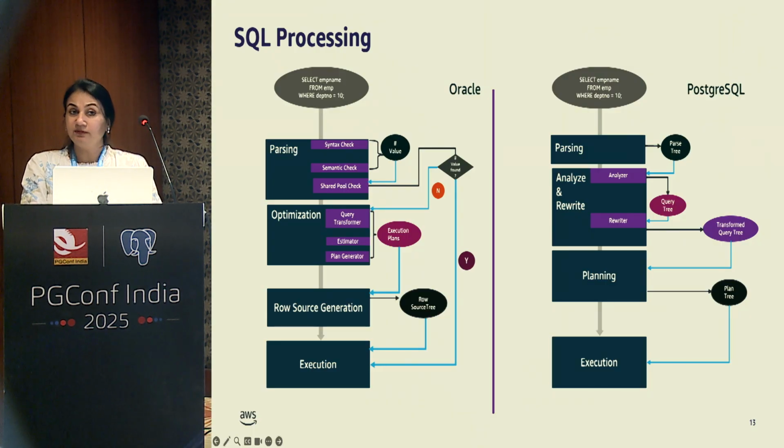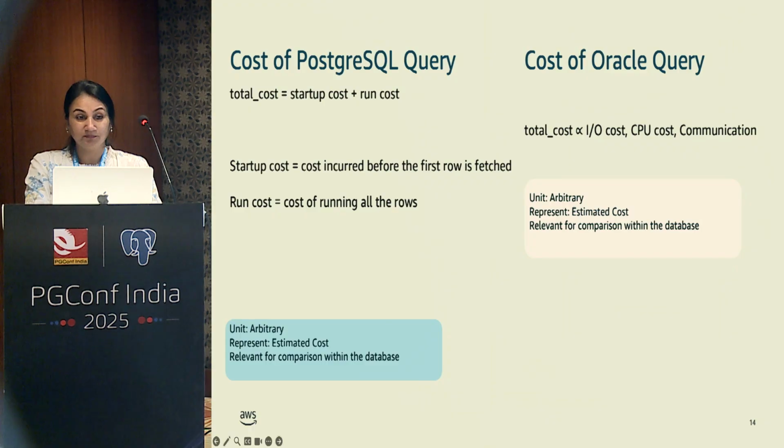And amongst all the different plans that are created, the most optimal one, the one with the lowest cost, would be selected, out of which the row source generation program would create the row source tree and finally get it executed. Now we keep talking about the most optimal plan having the least cost, but what exactly is this cost here?